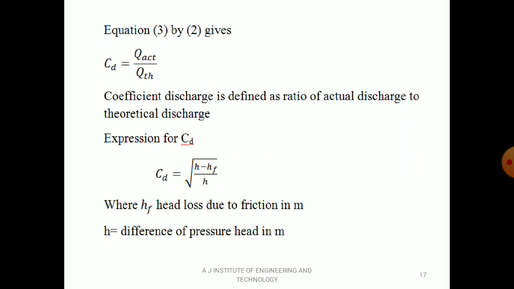So Q actual equals Q theoretical, where hf is head loss due to friction in meter, and h equals difference of pressure head in meter. So that's the terms h and hf. So the coefficient of discharge, its value is less than 1. Only under ideal condition its value is equal to 1.